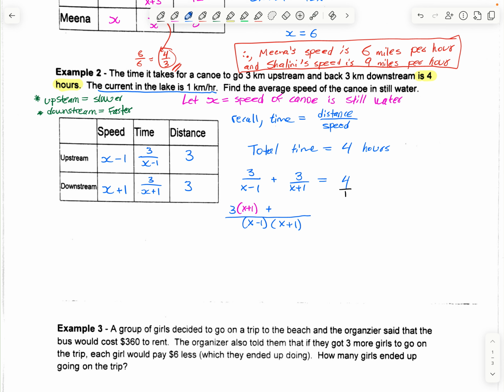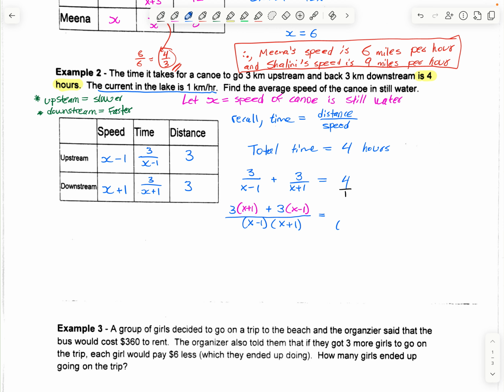And then plus, now on to the next fraction. There was already an x plus 1. I need to get an x minus 1 there. So I multiplied both the top and bottom by x minus 1. So I'm going to write the 3, put a bracket here and write x minus 1, like that. And then I'm going to set that equal to here.